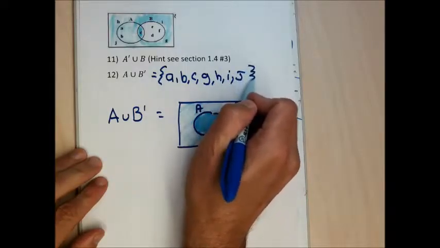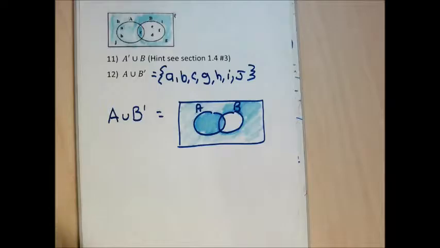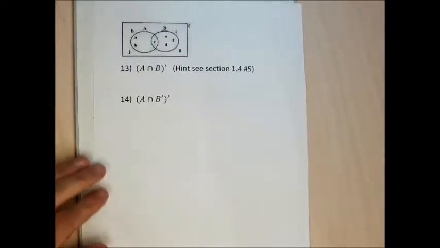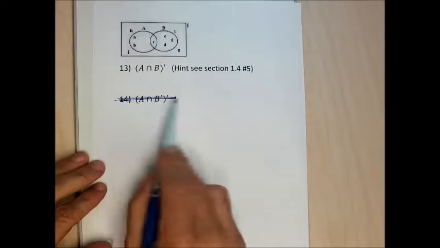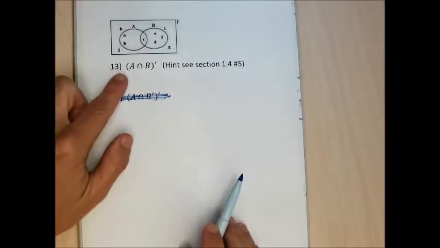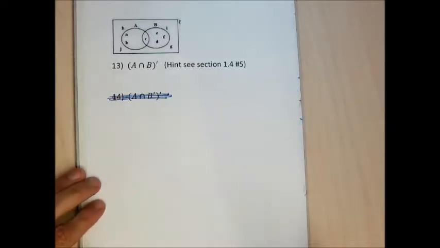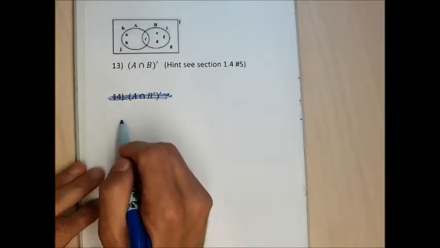So if you were able to do the shading that we had in the last section, then you should be completely good with this. Let me help you through problem 13 and not do problem 14. I actually think your problem 13 is a little bit easier. So for problem 13, I need to find the region represented by A intersection B complement.